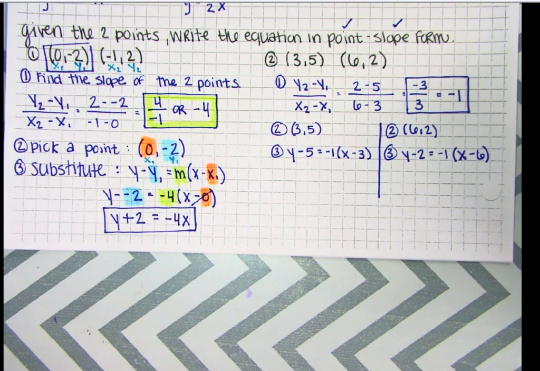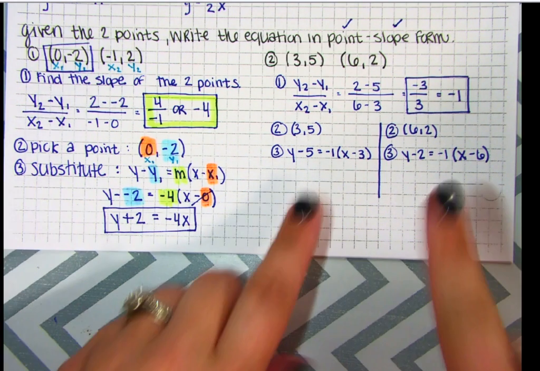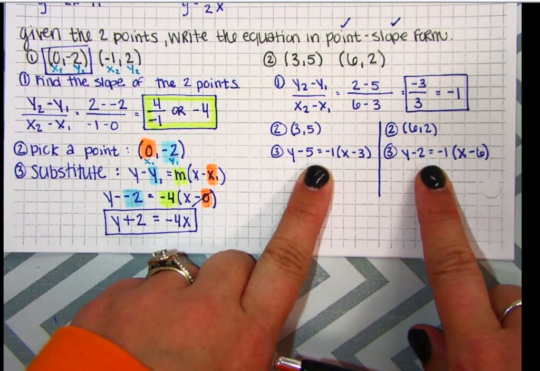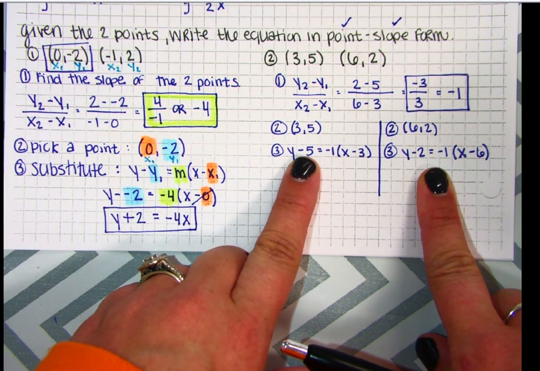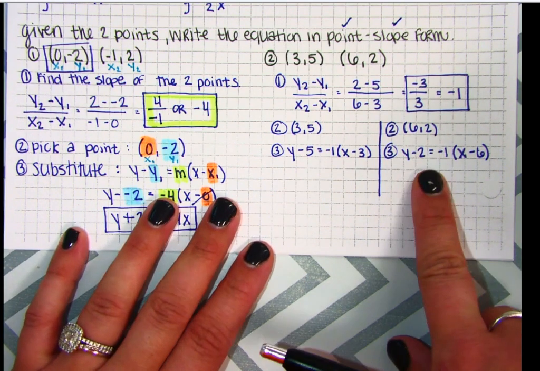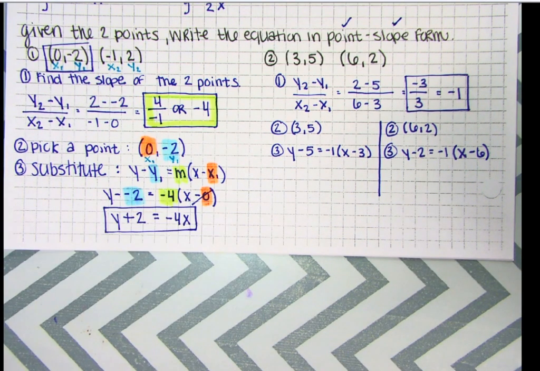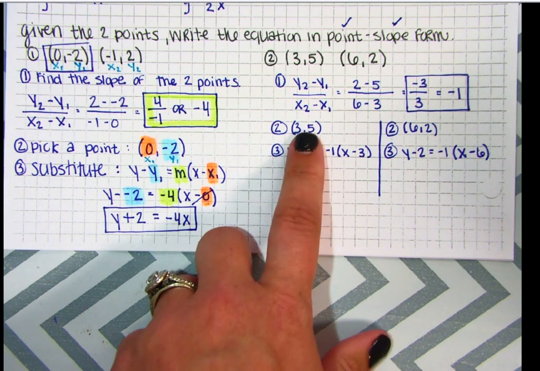All right, so on this one, the way that I did it, we should have all gotten a slope of negative 1. Everybody should have gotten that answer. Then what I did was I broke it up into the 2 different points. So these are the 2 answers you could have. This is the one if I had chosen 3, 5. This is the answer if I had chosen 6, 2. So let's go back to the first number 2.